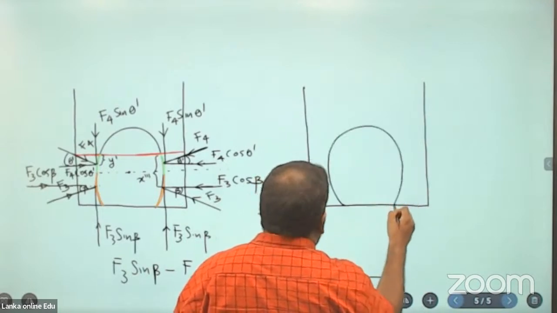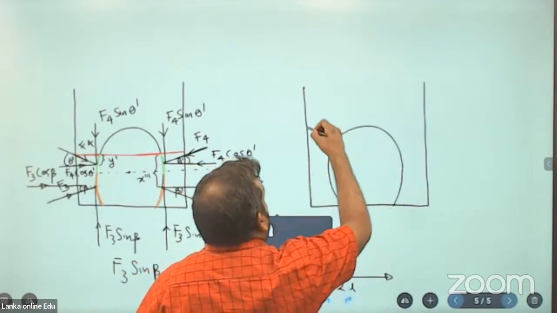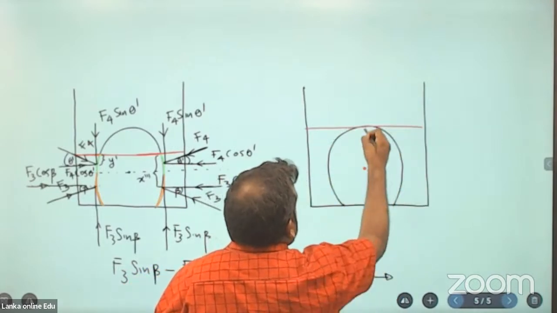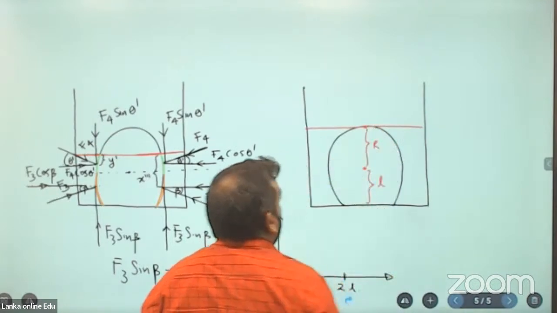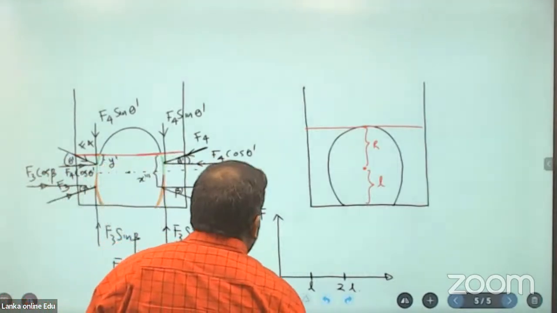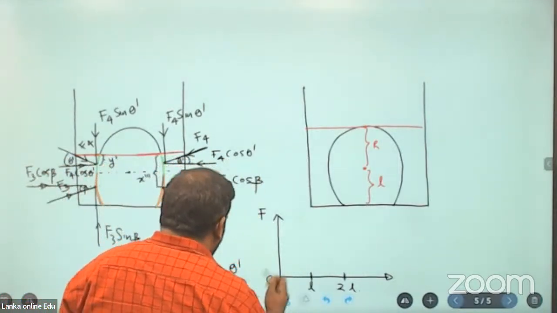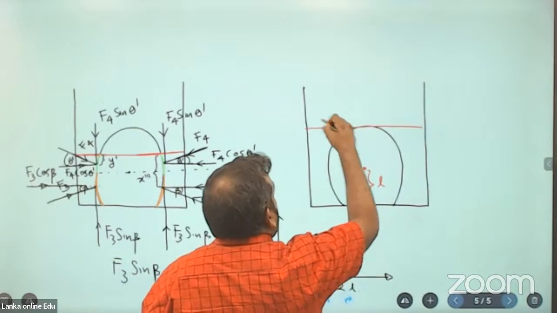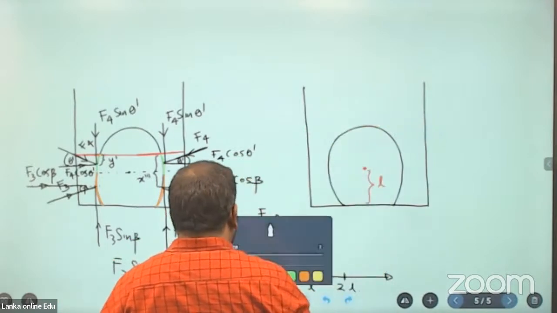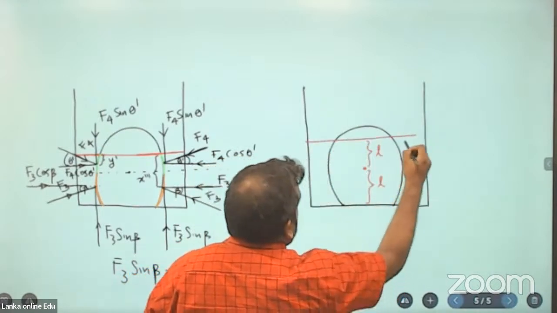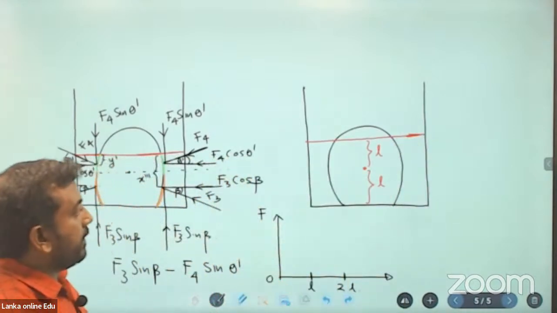If the water level comes to this position, here L plus R, what will happen? But before L plus R, we will say 2L, double L, because they are given that location as a special case. So somewhere here, double of L. Now what's going to happen?